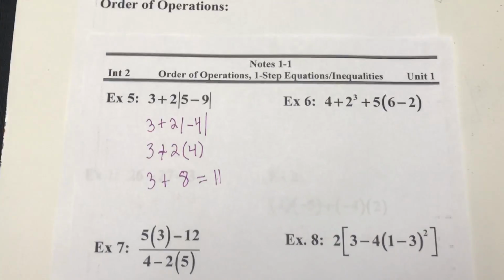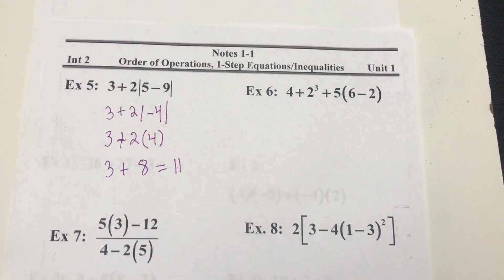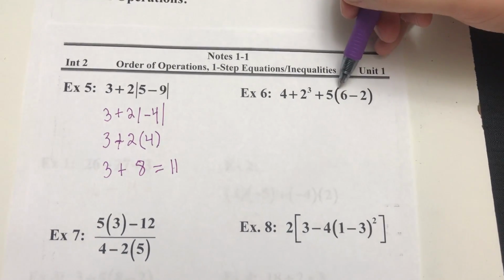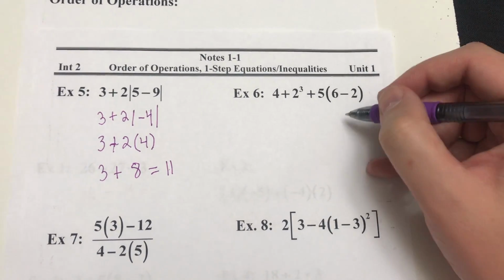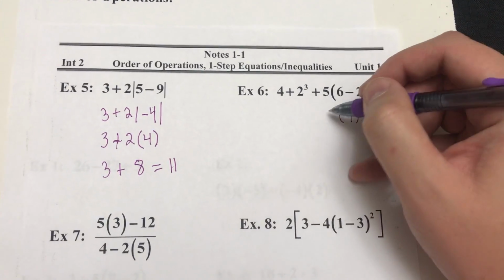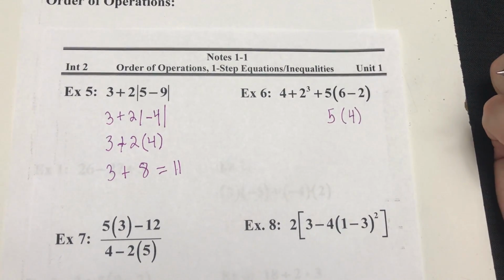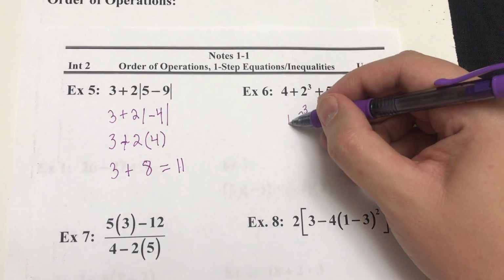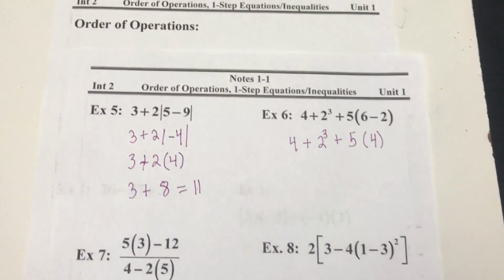Example 6. In example 6, we first need to look for grouping symbols. In this problem, we do have a grouping symbol, parentheses around the 6 subtract 2. We will take the 6 subtract 2 and make that 4. 6 subtract 2 is 4. Leave it in parentheses. The 5 stays right beside the parentheses and now indicates multiplication. We have addition 2 to the third power and the other addition with the 4.